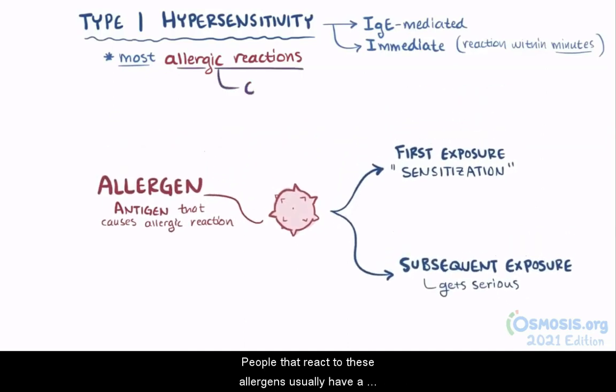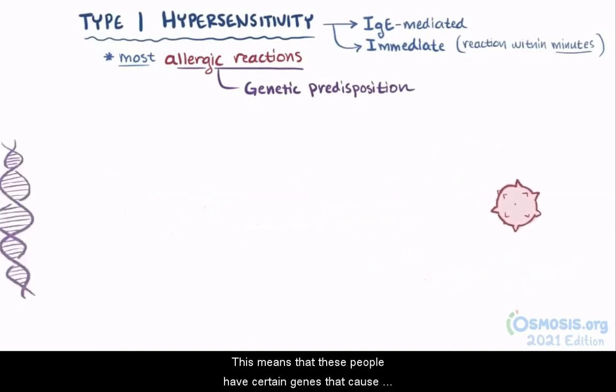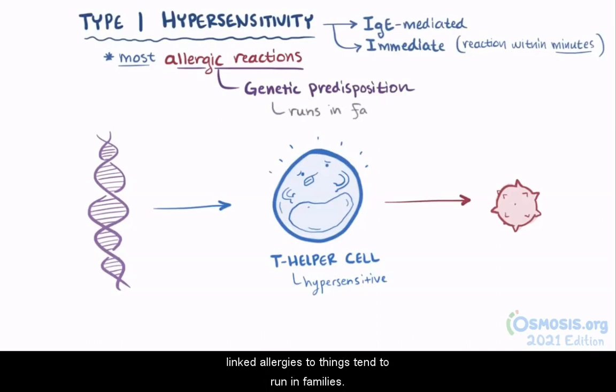People that react to these allergens usually have a genetic predisposition to having overreactions to unknown molecules or allergens. And this means that these people have certain genes that cause their T helper cells to be more hypersensitive to certain antigens. Since the production of these T helper cells is genetically linked, allergies to things tend to run in families.